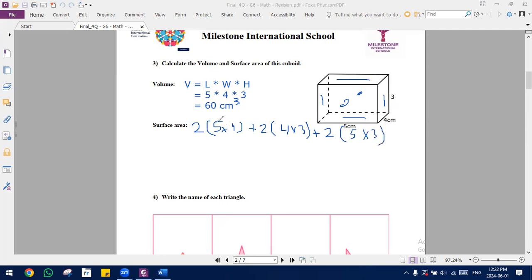Then we find the value, 5 times 4, 20, times 2, 40. 4 by 3, 12, and times 2, 24. 5 by 3, 15, and times 2, 30. 94, the total is 94 centimeter. This is surface area, so centimeter square. Area should be always squared.